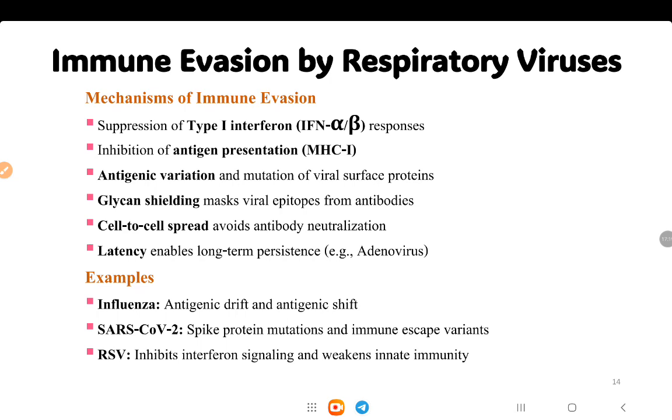Examples of viruses which use different mechanisms to evade the immune system: influenza has the mechanisms of antigenic drift and antigenic shift; SARS-CoV-2, like spike protein mutation, a mutation happens in the spike protein, giving immune escape variants; and respiratory syncytial virus inhibits the interferon signal and weakens the innate immunity. For example, with antigenic drift and antigenic shift, what happens is a change in the genome, and therefore a completely different serotype from the previous serotypes appears. Therefore it is very difficult to develop a stable vaccine for a long time.